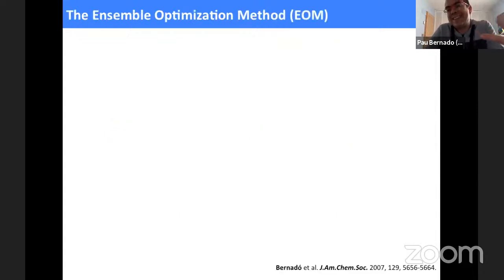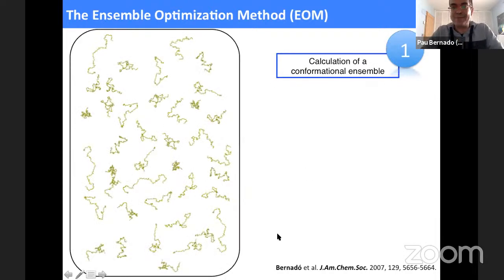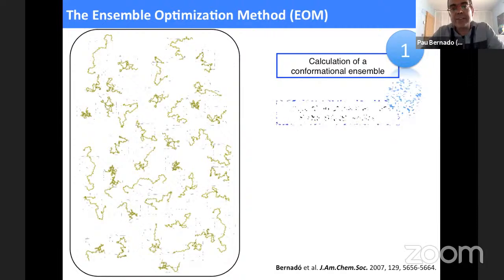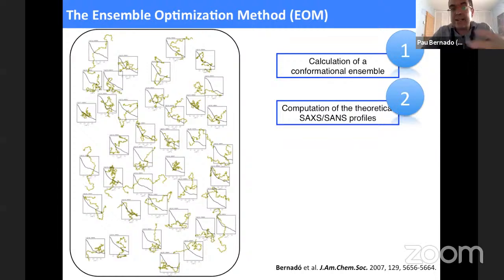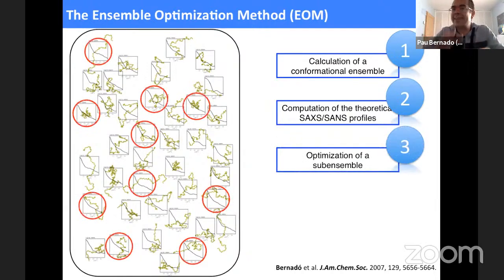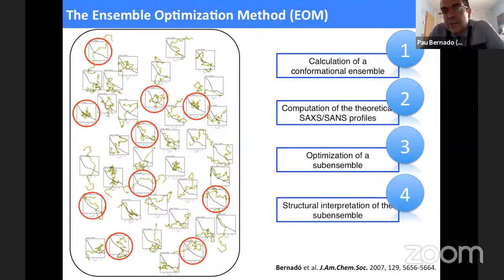So how will we analyze this data? This is very theoretical for the moment, and I hope you will not be disappointed with that. But we are trying to learn about this before doing experiments, and I show you our progress in this computational part. The way we analyze this data is going to be through the ensemble optimization method, a very simple method that I developed some years ago together with Dimitris Svergun. Essentially, you generate a lot of conformations that sample the conformational space of this molecule. Then, the second step, you compute the SANS or SAXS data of each one of those conformations. Then a genetic algorithm selects a subensemble of conformations that collectively describe the SAXS data, and you interpret this subensemble that you have selected.